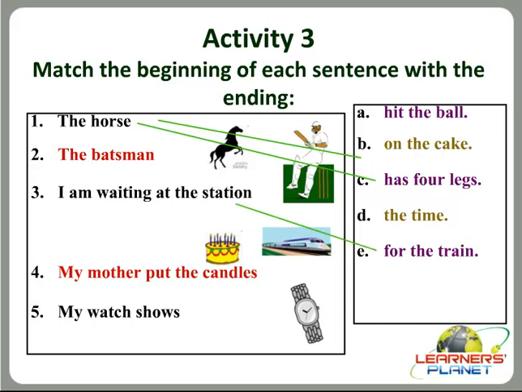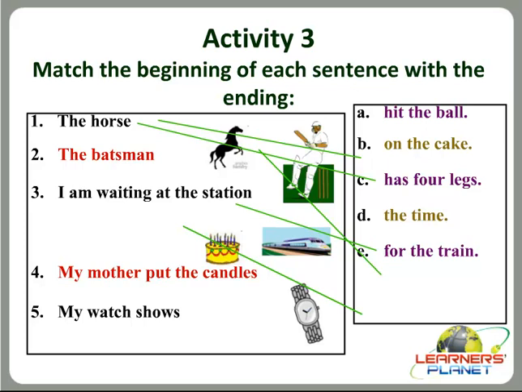Alright students, the next one. My mother put the candles. If you see the picture, my mother put the candles on the cake. So we match it with on the cake and it makes sense. So it is a complete sentence. The last one, my watch shows the time. Look at your watches. My watch shows the time.